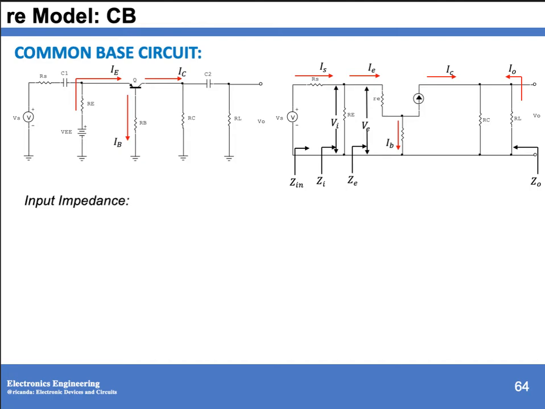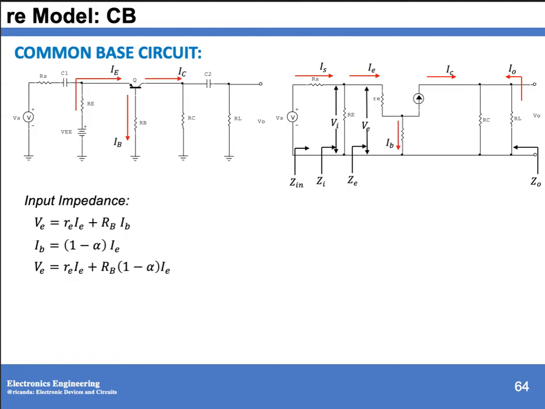We can get your input impedance by using the equation of your VE, which is equivalent to RE times IE, so that is the current flowing into your RE, then plus RB times IB. And then we have to express IB in terms of IE because our input current is your IE. So IB is equivalent to (1 minus alpha) IE. So therefore, we have this equation of your VE.